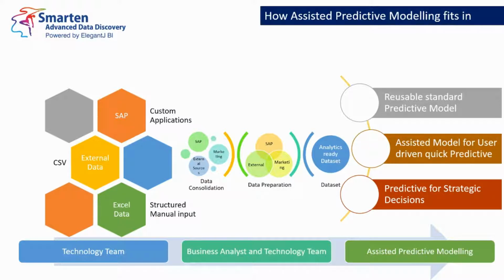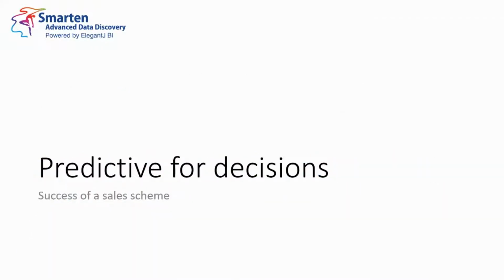It includes everybody. It includes the technology team who builds the data. It includes the business analysts and the technology team, where they can put the models together. And assisted predictive modeling works with the end users. The data can be built by the end users.